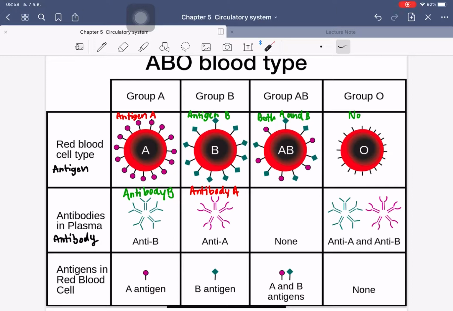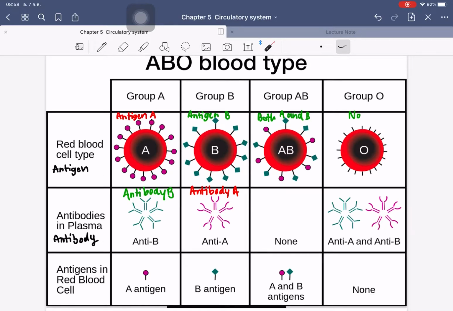So in a normal case, the antigen is not supposed to bind with the antibody in your blood. The question is why. If the antigen binds to the antibody in your blood, the blood will clot and cannot flow. So it means that you will die.